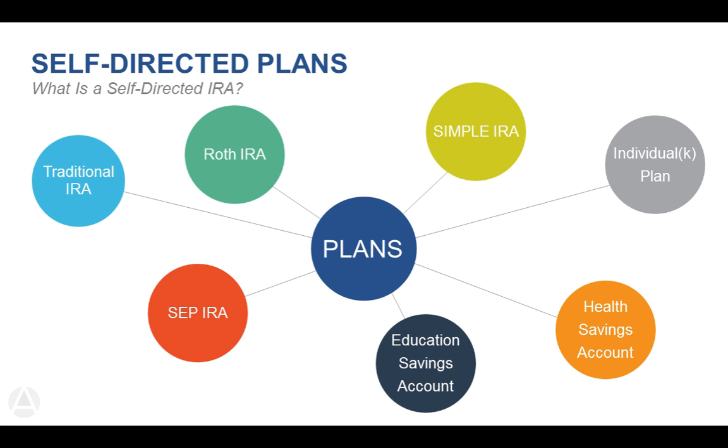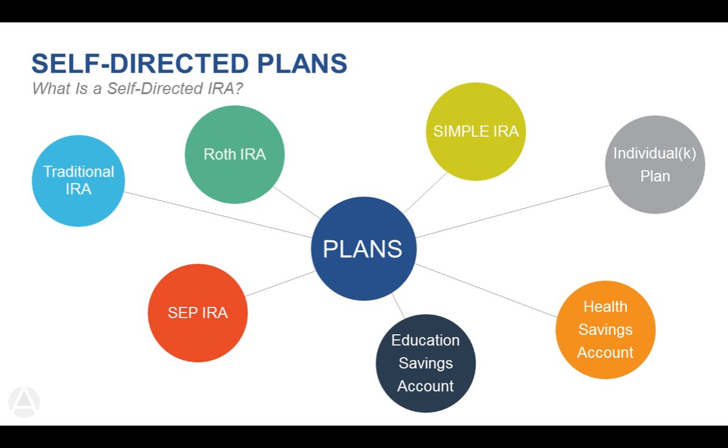Now, everything presented up on the screen right here is able to be self-directed, not just the traditional and Roth. Some people might be under the assumption that you have to have a Roth IRA to self-direct. Completely not true. You can self-direct any of these types of plans into any of the types of assets we'll cover today, and maybe even some that we haven't seen either. We can always try to work with you to make the investment that you're looking to do work within one of these plans, and we're always happy to field those types of questions.